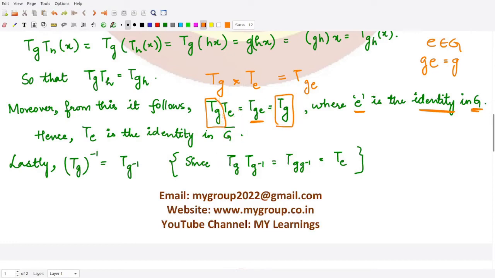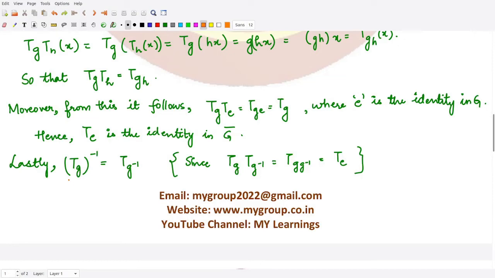Next we wanted to check the inverse of each of the elements within this set G bar of all the permutations. So here we can clearly see the inverse of TG is basically TG inverse. How is this so? Because when you compose this TG with TG inverse, it would simply be T of GG inverse, and because in the group G, E is the identity, we have the inverse of G as G inverse, so therefore it is TE. So therefore the inverse of this is TG inverse.